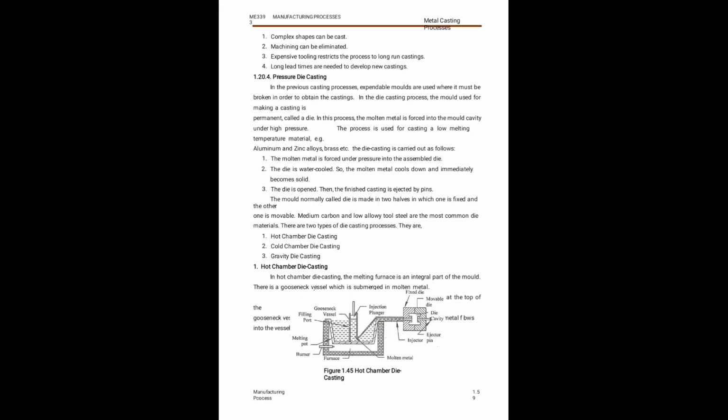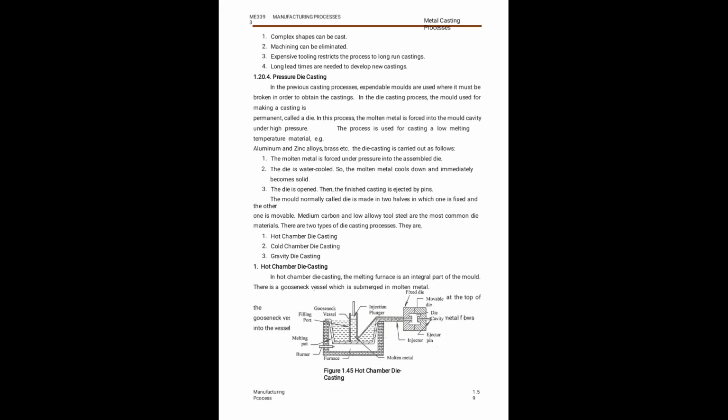they are used whether most broken in order to obtain the casting. In the die casting process, the mold used for making a casting is permanent, called the die. In this process, the molten metal is forced into the mold cavity under high pressure. The pressure is used for casting low melting temperature materials like aluminium and silicon alloy, zinc alloy based, etc.